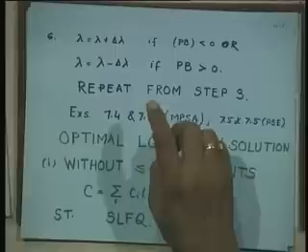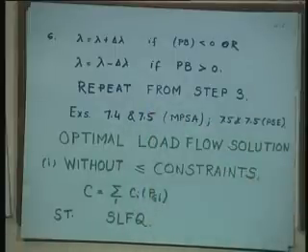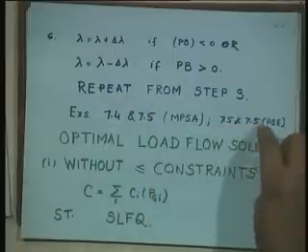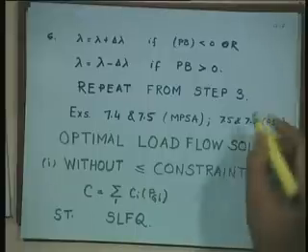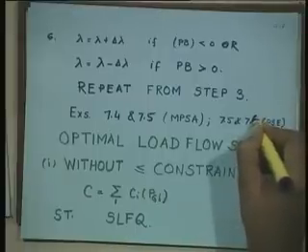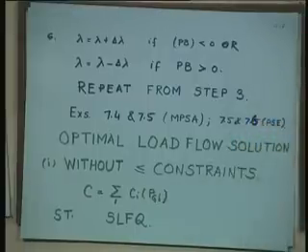So the teacher might have taught something, but this should come from your general knowledge, your IQ. Example 7.4 and 7.5 from this book, or 7.5 and 7.6 from the other book, Power System Engineering. These are two good examples. You should try to solve them.